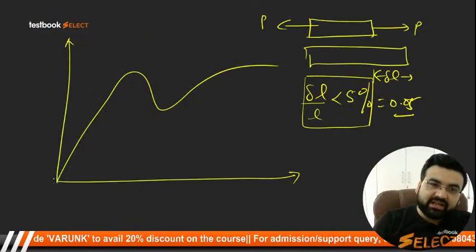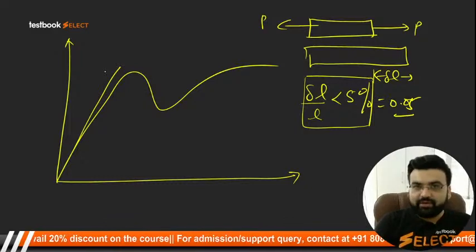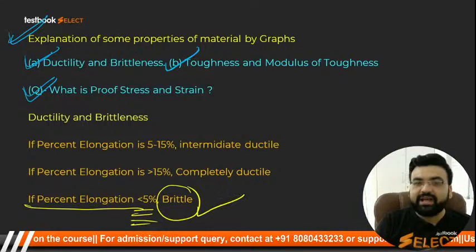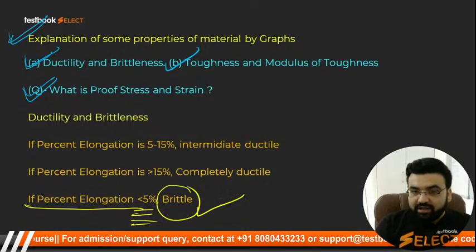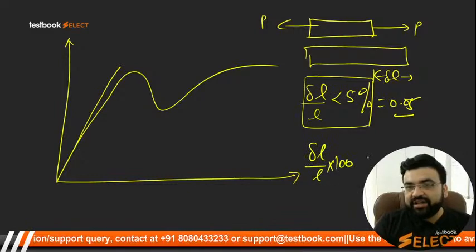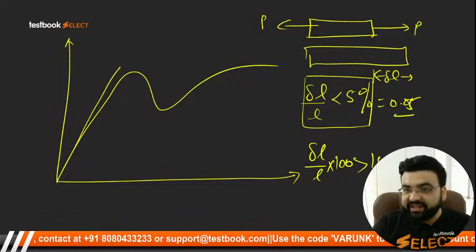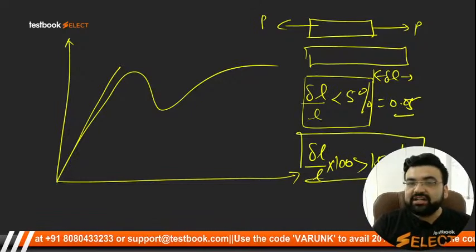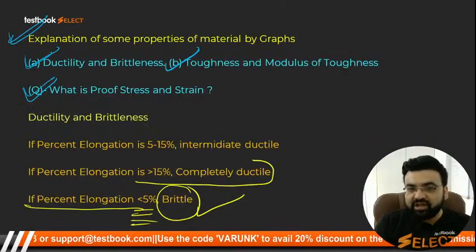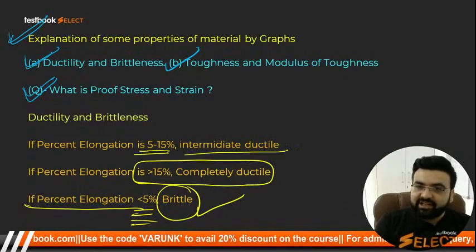So mathematically, if somebody asks you what a brittle material is, you should be able to explain. Graphically, what is a brittle material? This is what a brittle material is. Without giving you any indication, it will break. But mathematically, if the percentage elongation is less than 5%, it is said to be a brittle material. And if the percentage elongation, that is delta L upon L into 100, is more than 15%, it is said to be a ductile or a completely ductile material. So that is what I have written here. And if it lies between 5 to 15%, it is intermediate ductile.